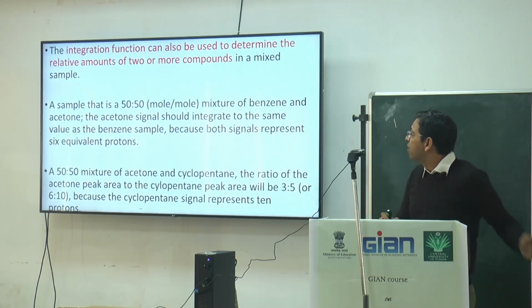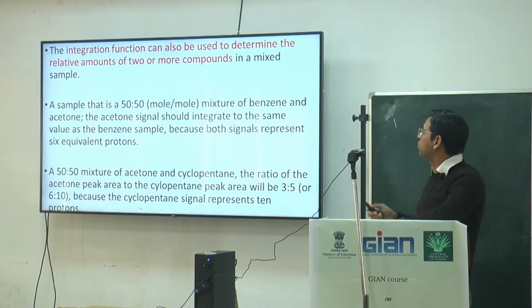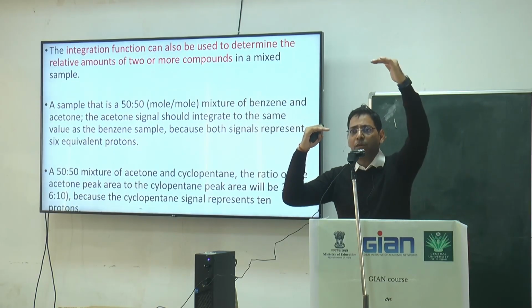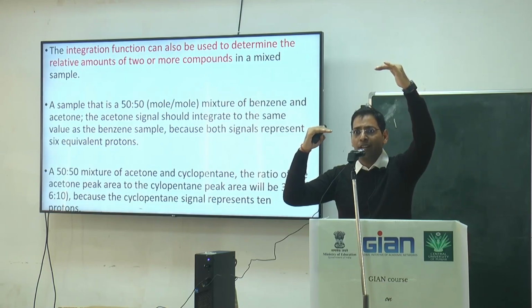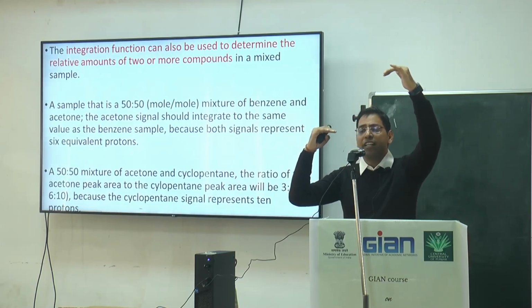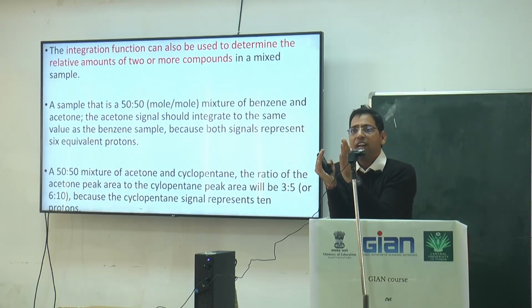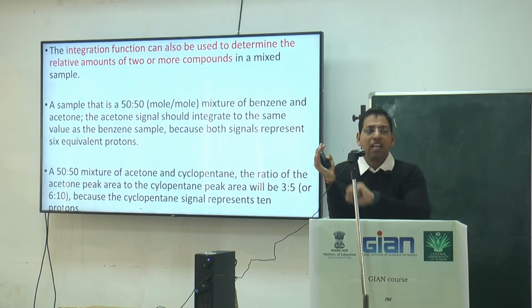So the integration function can actually be used to determine the relative amounts of two or more compounds. If there are 4 protons, the peak goes up to here; if there are 6 protons, the peak goes up to here. And if two different chemical species are present, you can find out the exact concentration in the mixture of both different constituents. That is also possible by using the NMR.